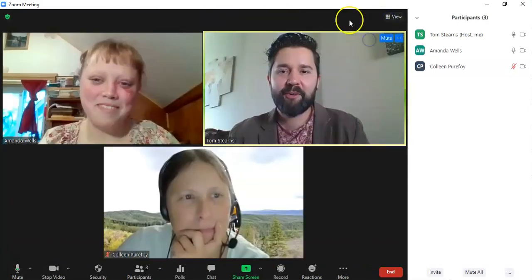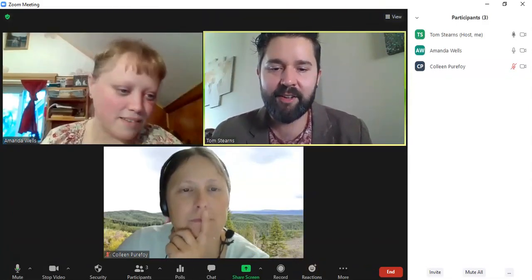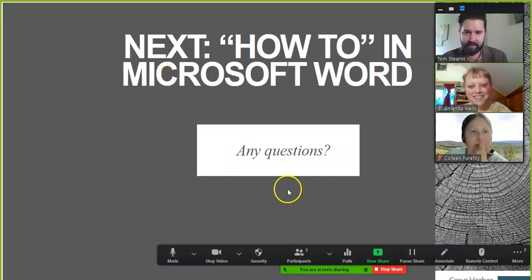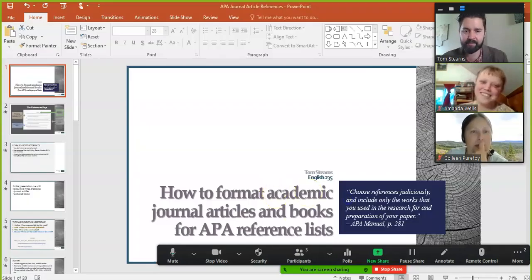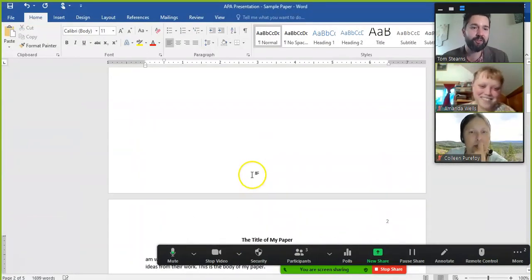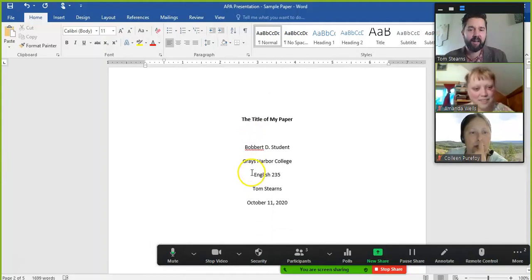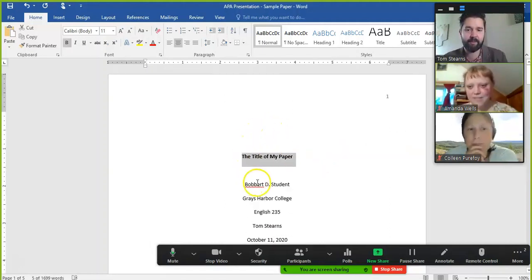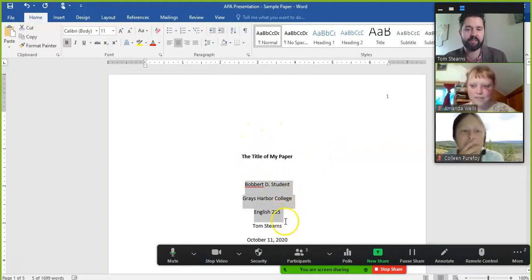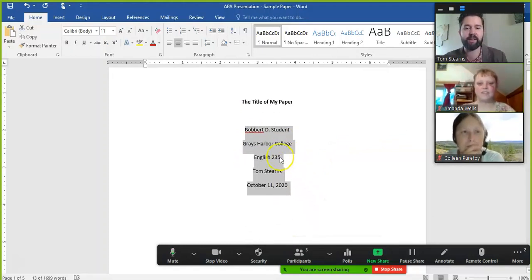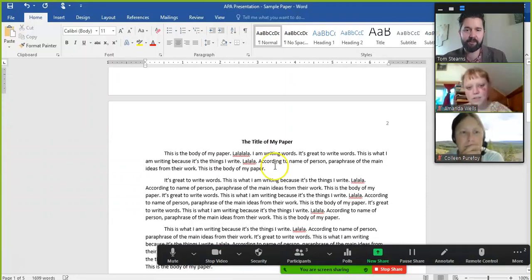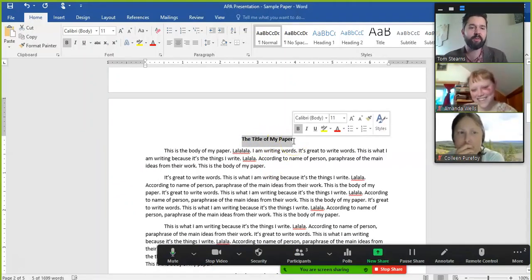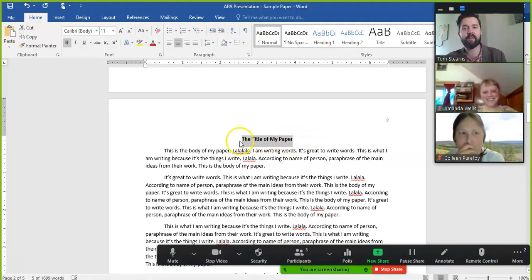All right, so now we're going to go ahead and talk about how to do the references page in Microsoft Word. So here I've got kind of the same thing that Amanda was just working with. I've got the title of the paper, the name of the student, Grace Harbor College, the class name, the instructor, and then the due date. And here on the second page, I've got the title of my paper in bold level 1 headings.